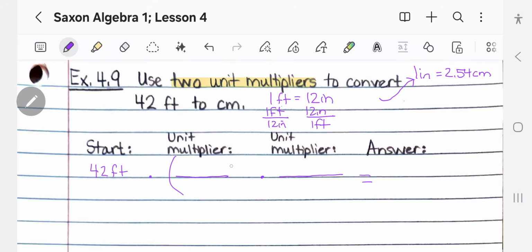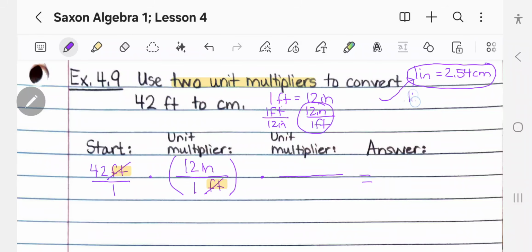So what are we going to need to put here? Well, we need feet on the bottom. I'm going to put this over a 1. I know I'm going to have feet here, so that's going to mean I need this one. So 12 inches over 1 foot, and that will convert this into inches. So we're not going to multiply anything out right now. We're just going to keep going with our conversion. Once I multiplied this, I would get 42 times 12, and the answer would be in inches. So now I can use this information to get from inches to centimeters.